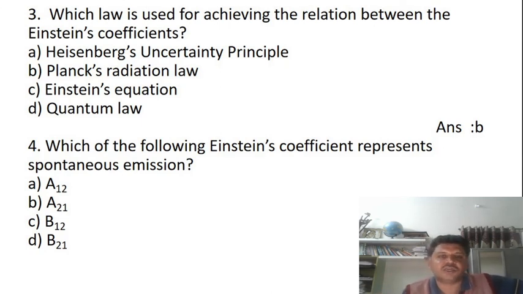The fourth question is which of the following Einstein's coefficients represents spontaneous emission. Spontaneous emission means the atoms go from the excited state to the ground state, a downward transition. So it shows 2 and 1. B is the answer, A21. So that is about the Einstein's coefficient thermal equilibrium relations. Thank you.